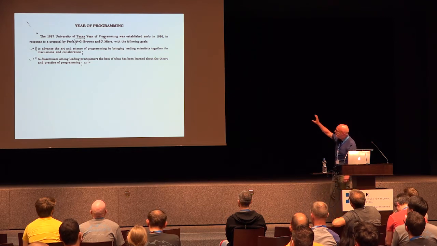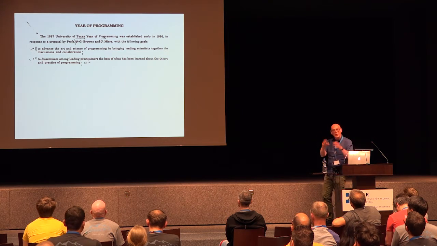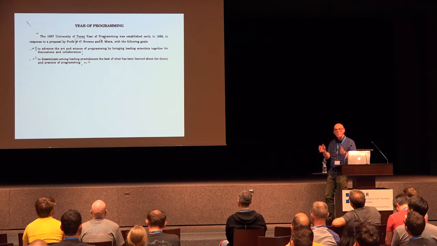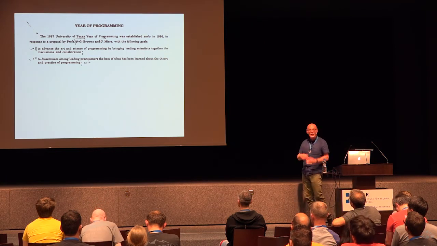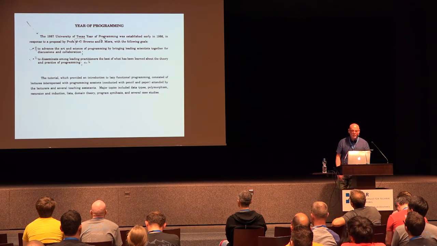And in 1987, Tony Hoare and Edsger Dijkstra were both at UT, and there were five or six week-long schools to talk about the art and science of programming, bringing leading scientists together to disseminate what was learned about the theory and practice of programming. And there are a number of these, and one of them was about declarative programming, and so there's one about lazy functional programming.